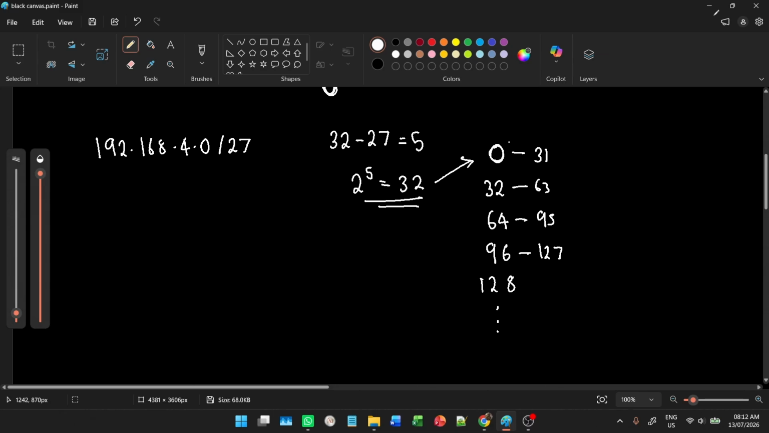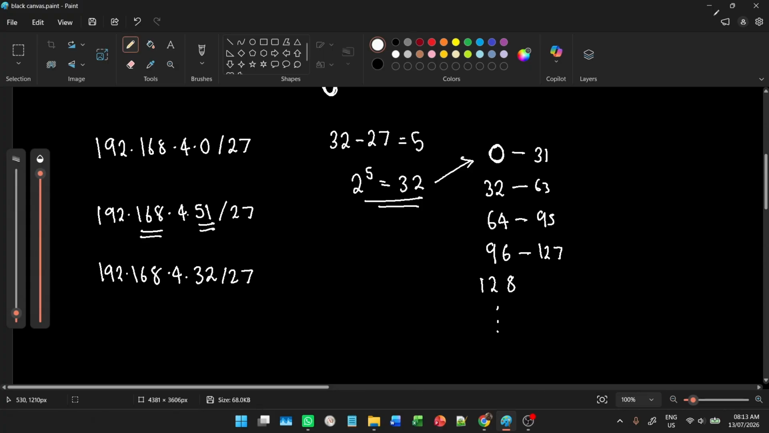So let's say they are asking for the network address of an IP whose last octet is 51. Where is 51 coming in this set? I believe 51 comes right around here, right? Because it's greater than 32, less than 63. So the network address of this IP address is going to be 32, right?